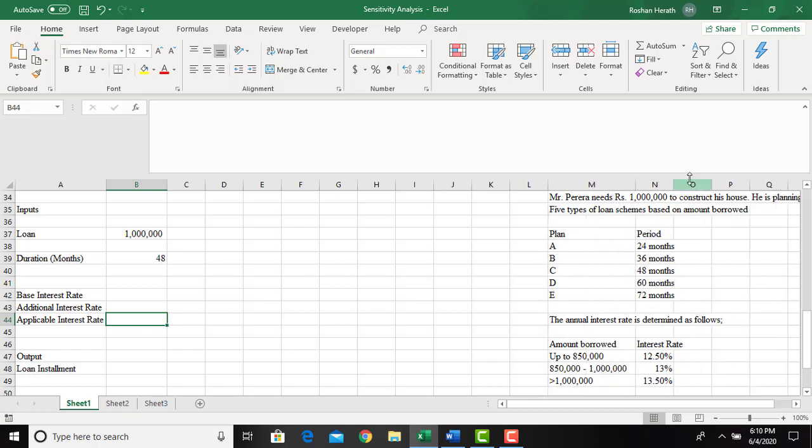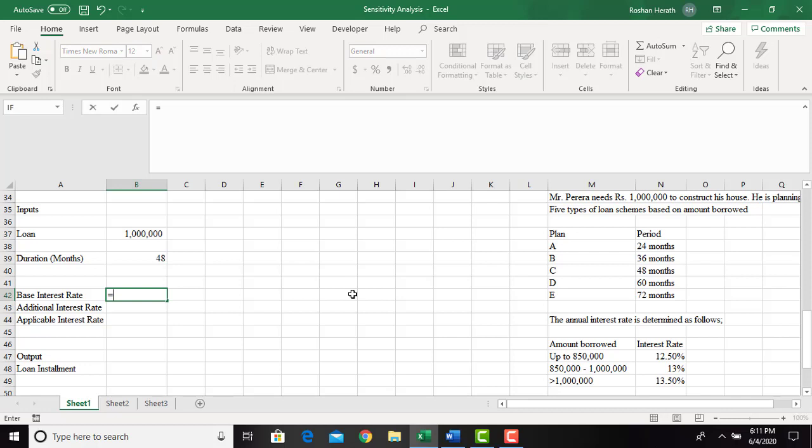When it comes to the base interest rate, how is it determined? It is based on the amount. The question says that if you borrow up to 850,000, your interest rate is 12.5. If it is more than 850,000 and less than 1 million, that is 13%. If it is more than 1 million, that is going to be 13.5. So that is how the base interest rate works. Using your knowledge of the IF function, you can simply write a formula for this base interest rate. No? So let's take that.